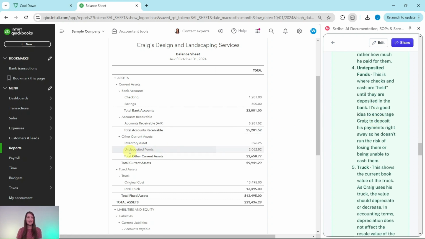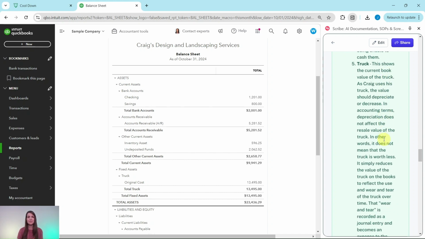Then we have undeposited funds right under here. This is where checks and cash are, quote unquote, held until they are deposited into the bank. So they are in this holding account until they physically make their way into the bank. It's a good idea to encourage Craig to deposit his payments right away so he doesn't run the risk of losing them or being unable to cash them.